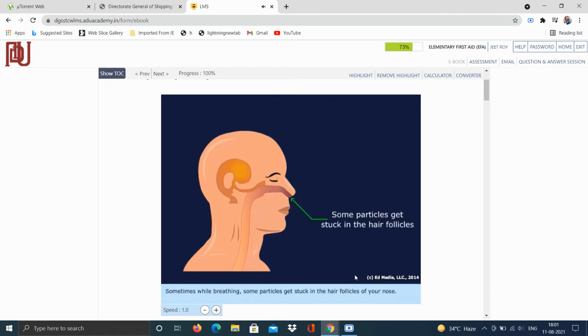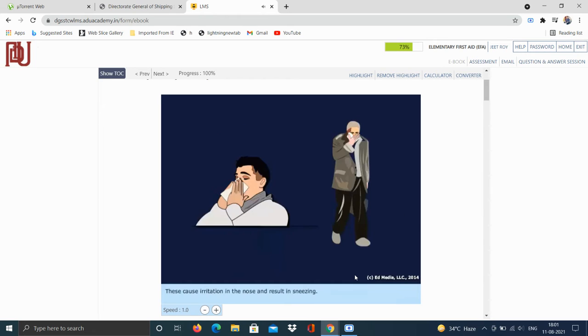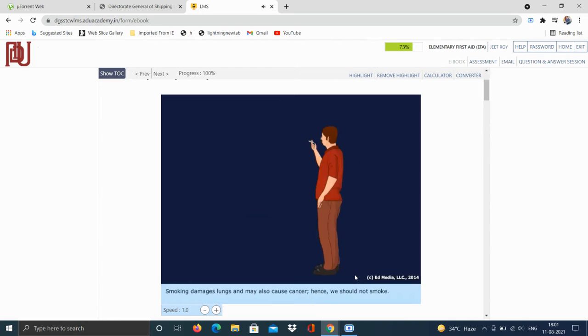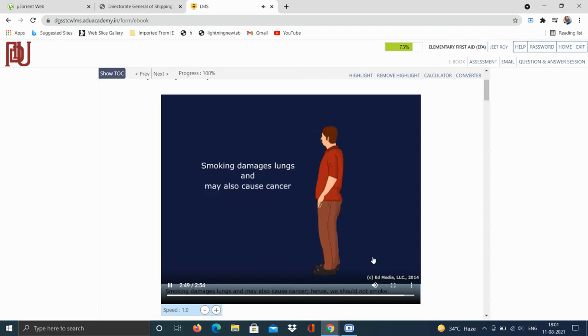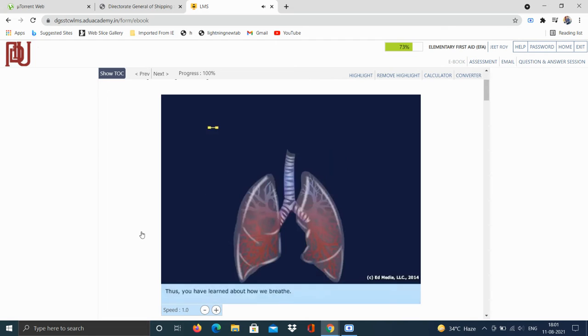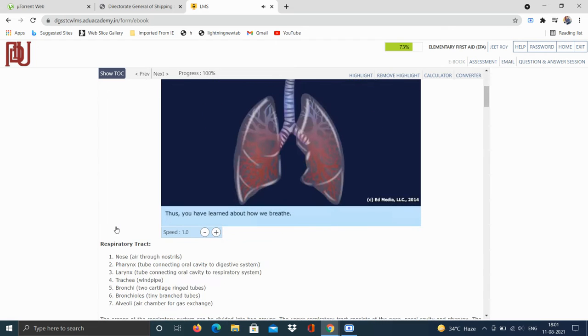Sometimes while breathing, some particles get stuck in the hair follicles of your nose. These cause irritation in the nose and result in sneezing. Smoking damages lungs and may also cause cancer, hence, we should not smoke. Thus, you have learned about how we breathe.